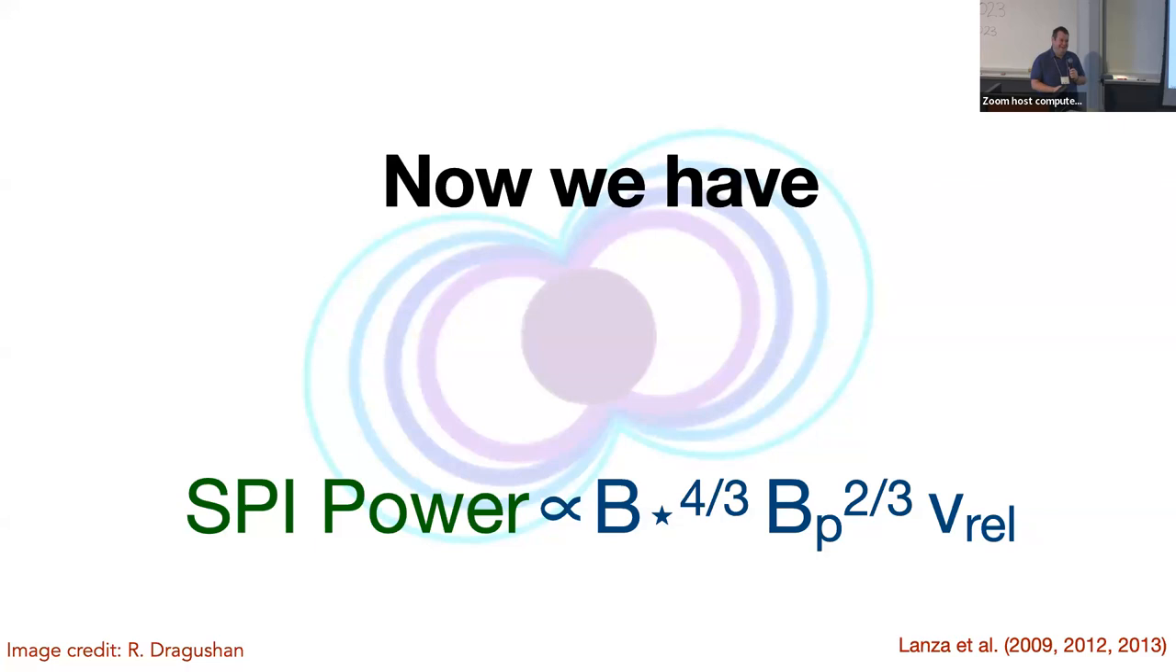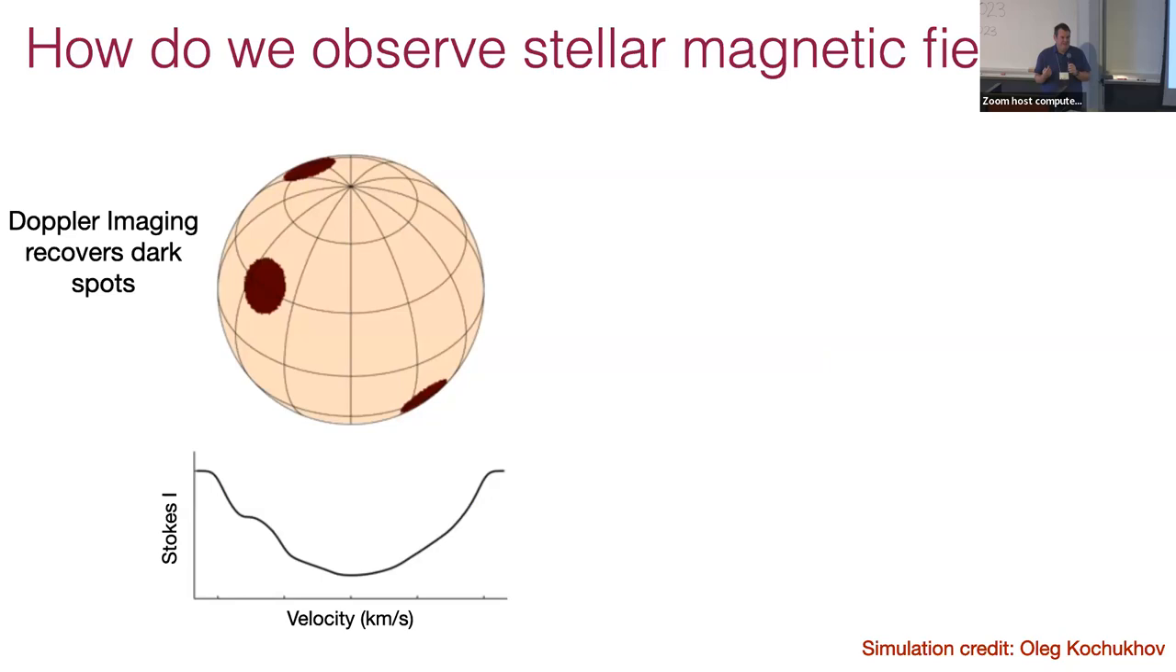So next up, and this is also the only equation I'm showing, just not to be scared here. The stellar magnetic field, how do we go about observing stellar magnetic fields? Well, this is a talk in and of itself, and it is far above my pay grade to explain this process of Zeeman Doppler imaging, but I'll show you these very cool movies from my colleague Oleg Kochukhov.